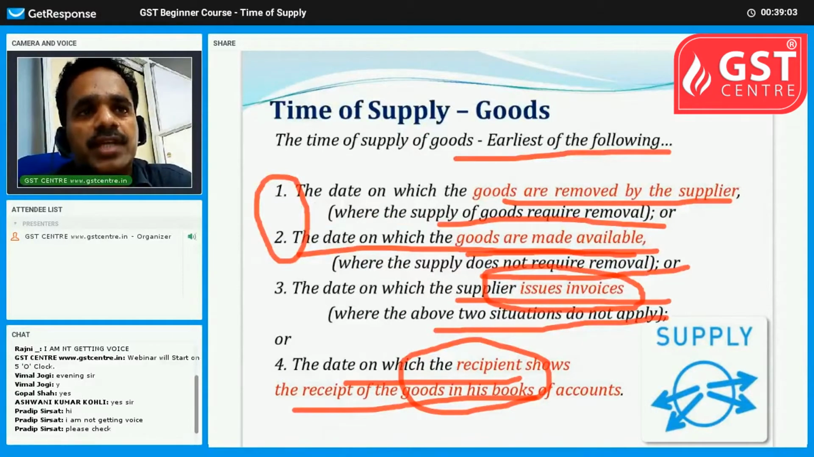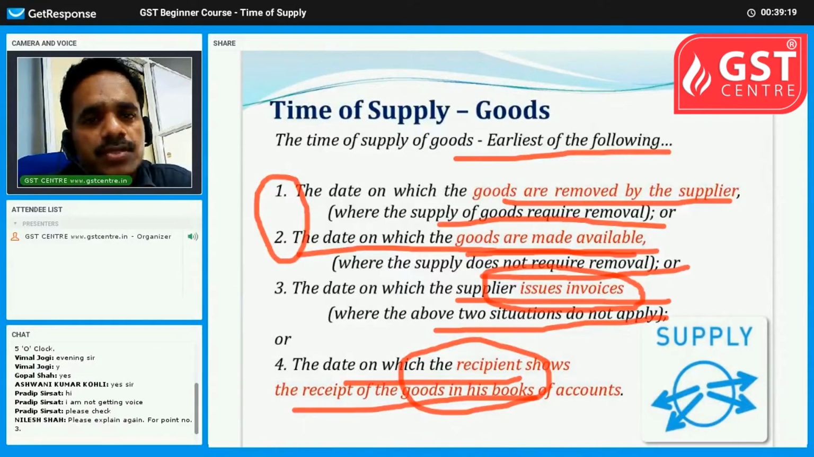Lot of debates or litigations may happen in this regard. Let us understand that these dates are important. The goods removed date, the goods made available date, the date of issue of invoice, and the date on which the recipient shows the entry in his books of accounts.